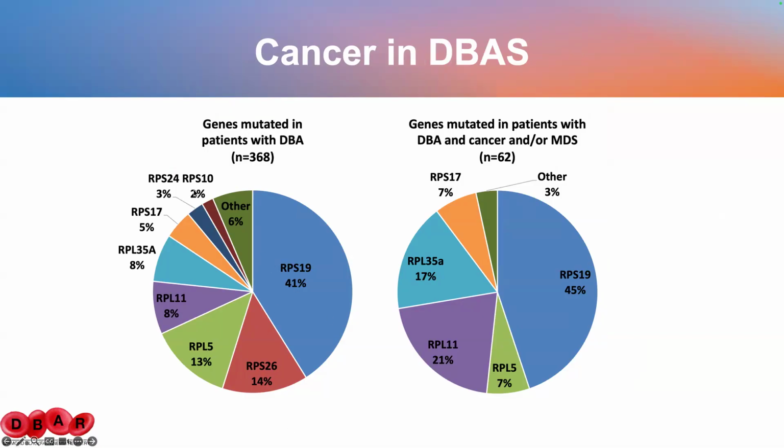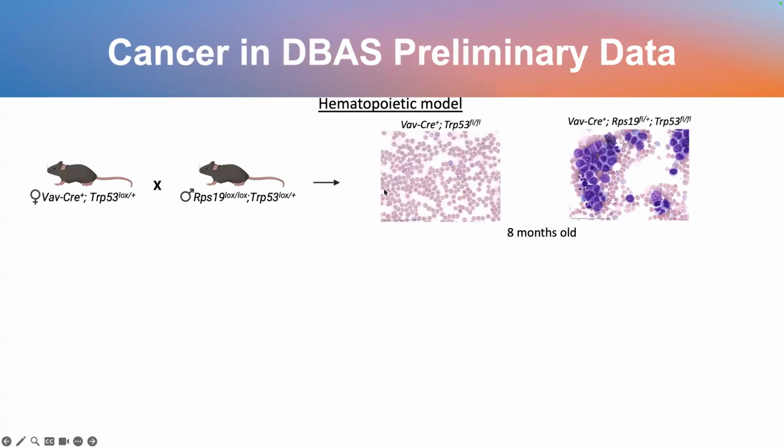But now, if we go back to cancer, you look at cancer in DBA, and the genes mutated in patients, what I showed you at first, are different ribosomal proteins, including RPS26. If you now superimpose it on patients with cancer and/or MDS, what you notice is that RPS26 is missing. None of the patients have had a mutation in RPS26. So what we've been doing is looking in the hematopoietic model, and we've removed P53 as well. And here, this is an 8-month-old representative mouse. We have more mice, of course. This is what happens.